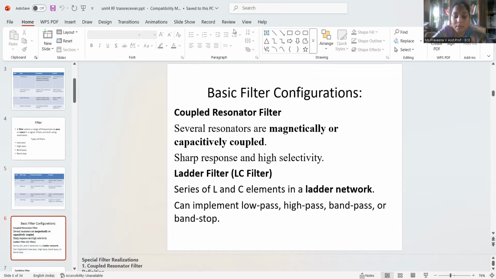The next one is the ladder filter. A ladder filter is nothing but an LC filter. It is formed by connecting inductors and capacitors in a ladder-like arrangement. It is one of the most used filter structures in electronic circuits, and it is mainly used in high pass, low pass, band pass, and band stop filters.